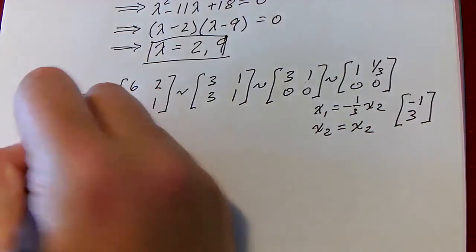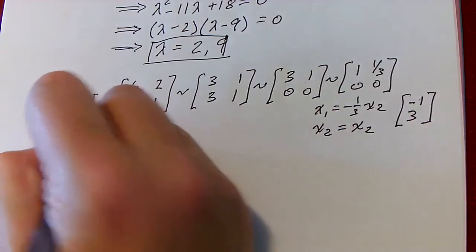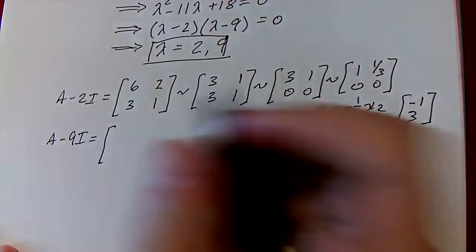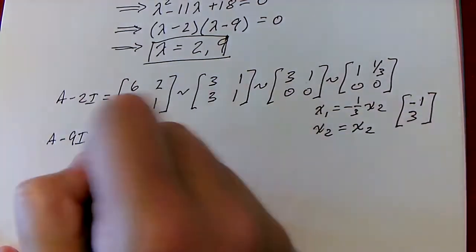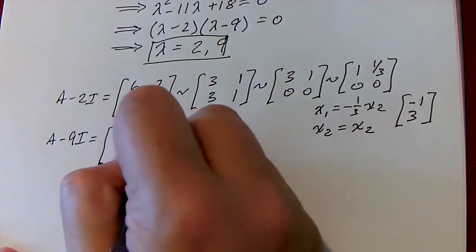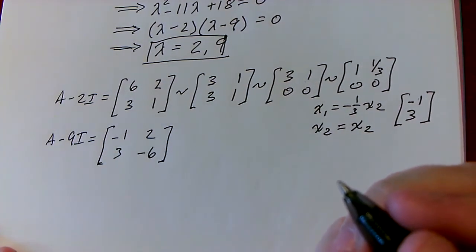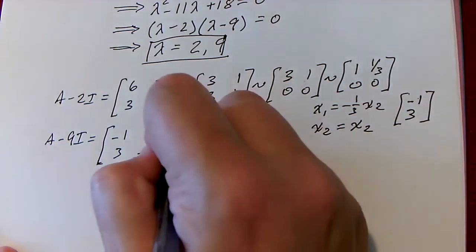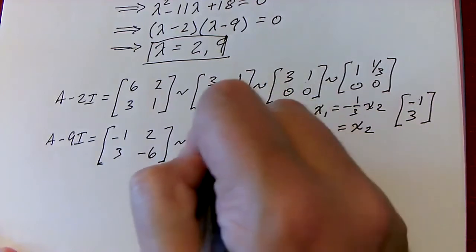All right, next we're going to go to a minus 9i, because that's my other eigenvalue. So 8 minus 9 is a negative 1. 2 stays the same, 3 stays the same. And 3 minus 9 is a negative 6. So same type of relationship here. I'm going to have negative 1, 2, 0, and 0.